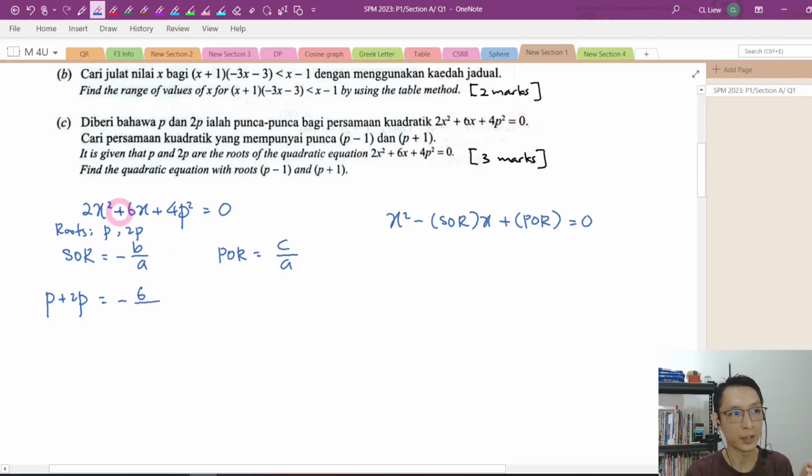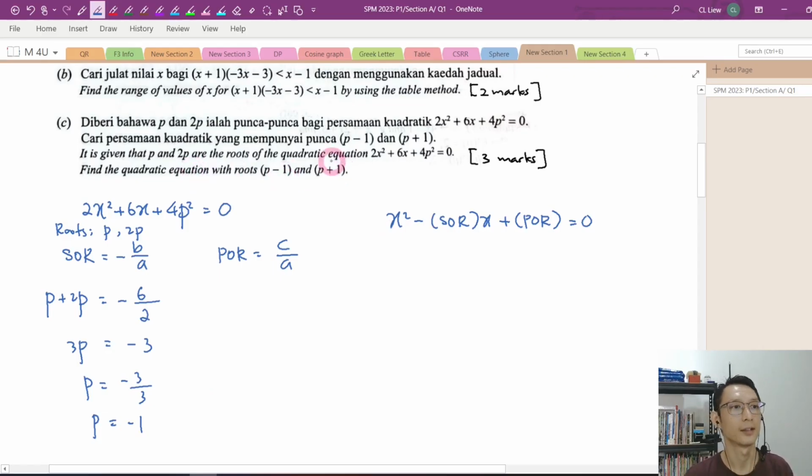If here we have a minus sign, we need to write the minus sign. The positive, you don't have to write positive, it's okay. -b/a. Okay, so this is -3. 3p is equal to -3. Then from here we know that p is equal to -3 divided by 3, which is p is equal to -1.